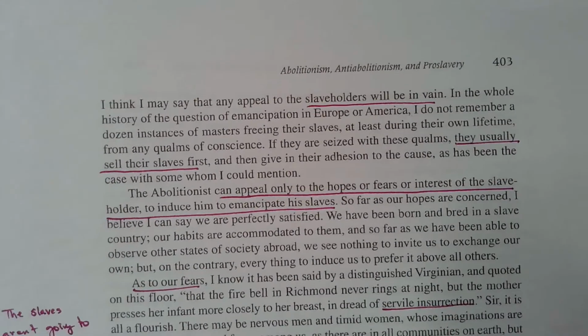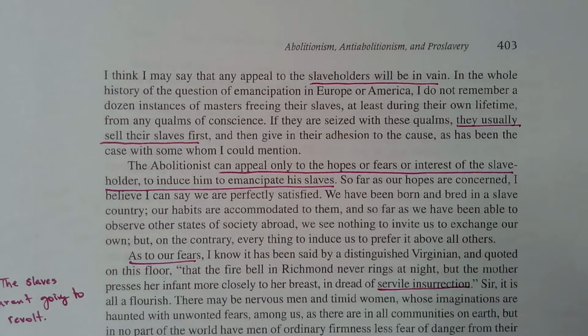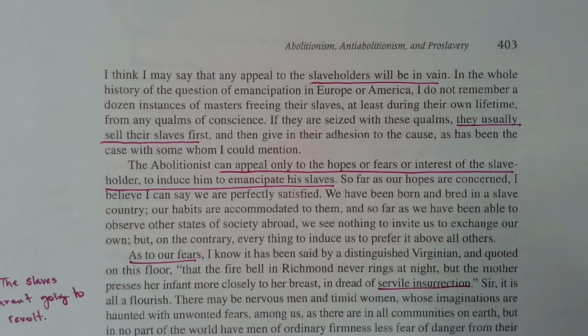And so Hammond says, well, look, if you try to go with the slaveholders, it's just not going to work. We already know that even those weird people, as he kind of puts it, who free their slaves, don't really free their slaves. They sell their slaves first, and then they support abolitionist causes. I don't think that's true. He doesn't give us any evidence for that.